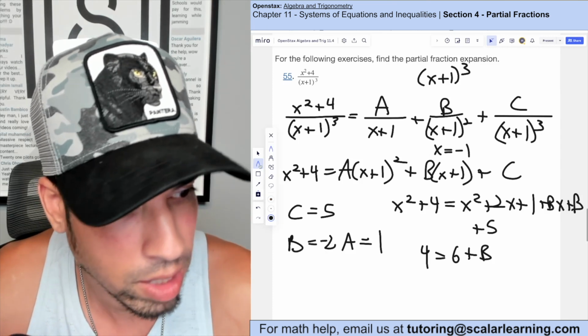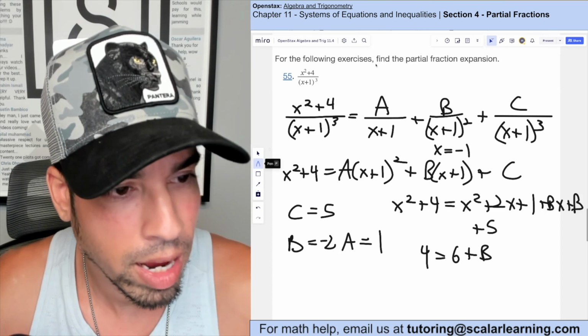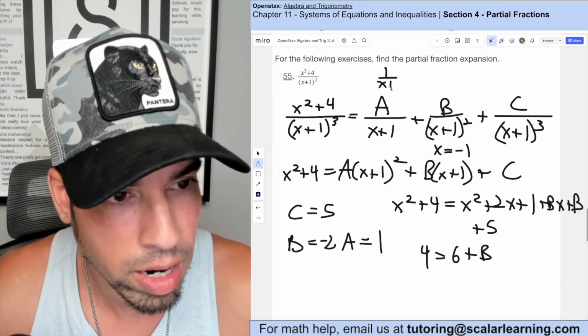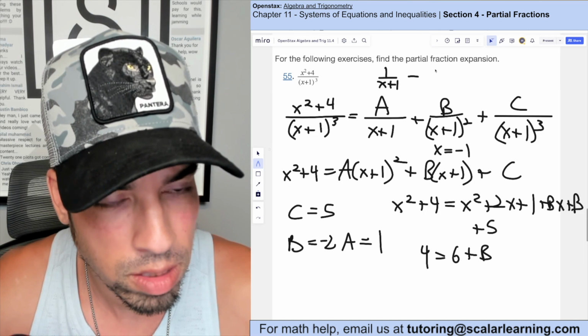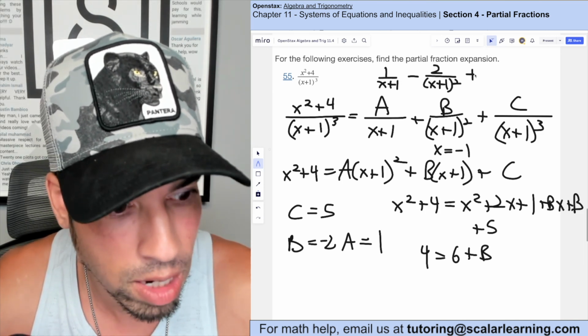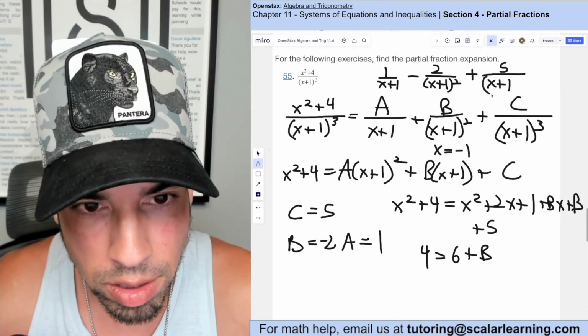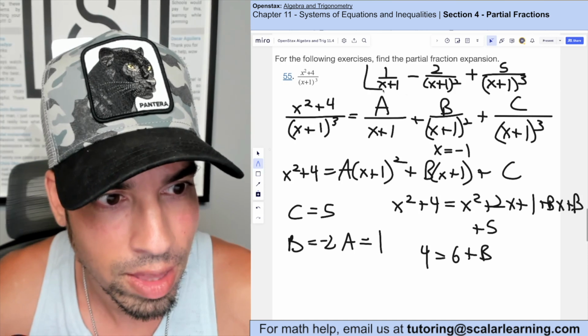Great. Okay, now we can write out our final answer here, plugging and chugging. So we got A, which is 1, so we got 1 over x plus 1, and then B is negative 2, so we got minus 2 over x plus 1 squared, and then we got plus C, which is 5 over x plus 1 cubed. Okay? And that's how you do it.